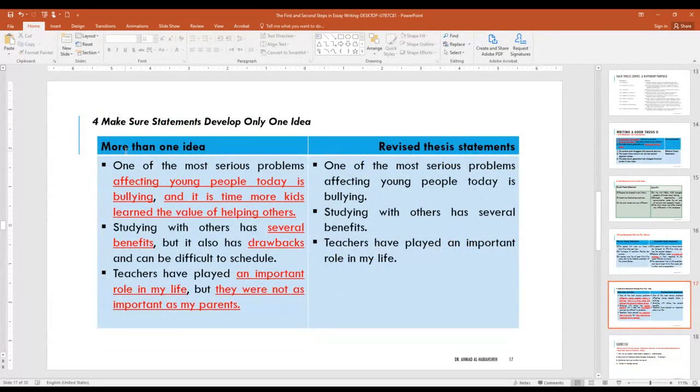Also, we said that you should make sure your statement will develop one idea rather than two or more, because your essay should be unified. You are going to talk about one idea in the essay, and as a result, you have to make sure that your thesis statement has only one idea, one topic, and you have three main supporting details in order to support the main idea.